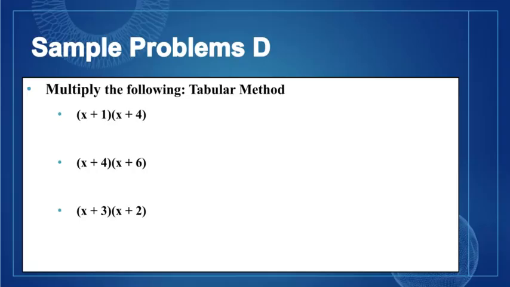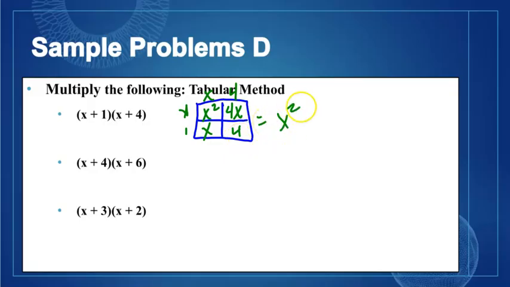So here we're going to multiply following the tabular method, also known as the area method. So if I draw a box here, and we'll say this one is x plus 1 and this is x plus 4. So this will be x squared, 4x, 1x, 4. If I put them all together, that's going to give us x squared plus 5x plus 4.